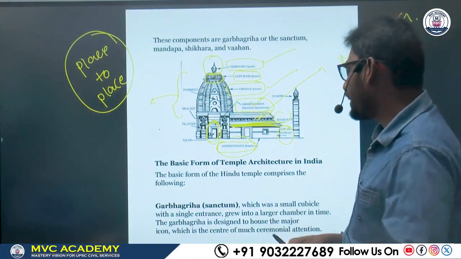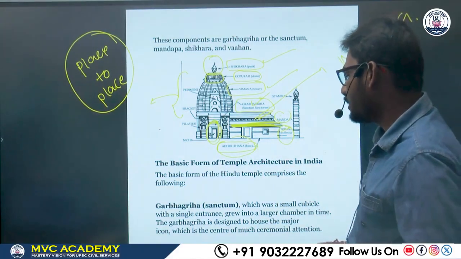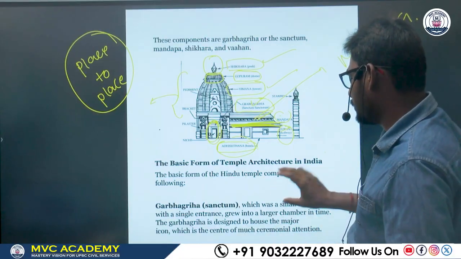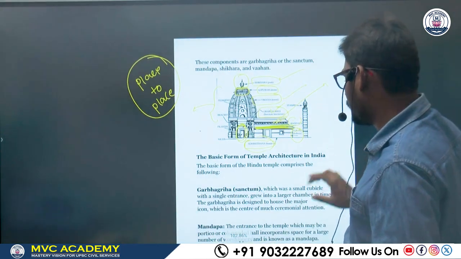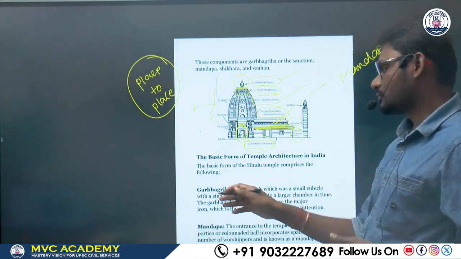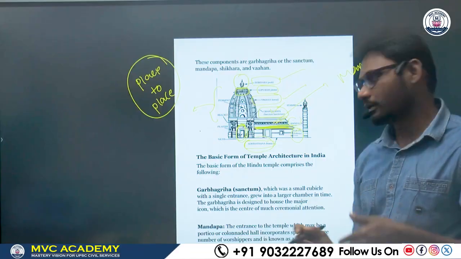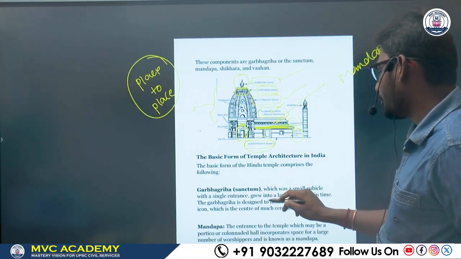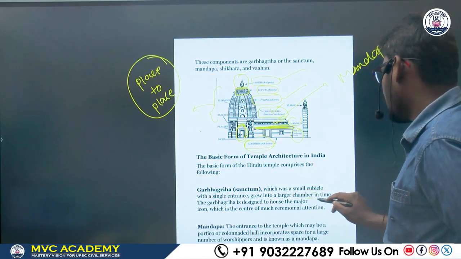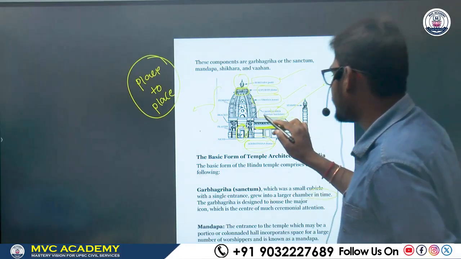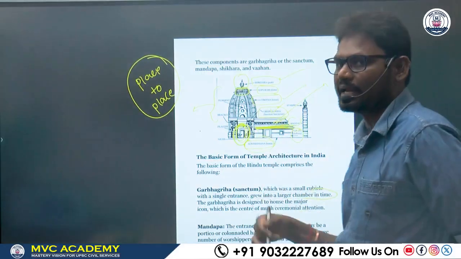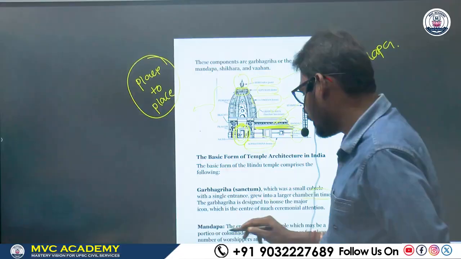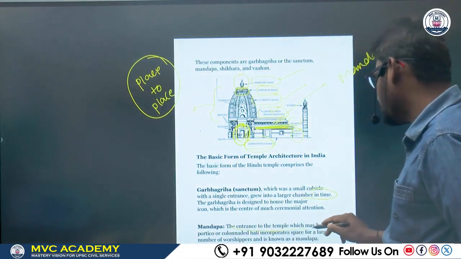Okay. So that is the basic form of temple architecture in India. Let us discuss in detail. So number one, we are having Garbhagruha. Garbhagruha is also known as sanctum, which was a small cubicle with a single entrance, and grew into a larger chamber in time. Here, where the main idol is kept is known as Garbhagruha. Next we are having Mandapa, the entrance to the temple, which may be colonnaded with a hall or open space.